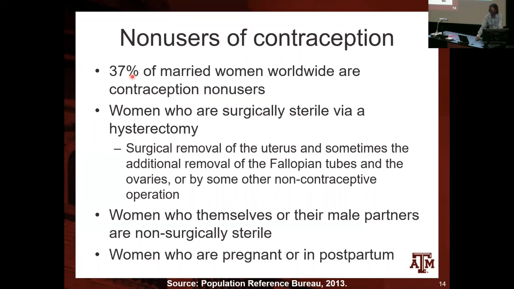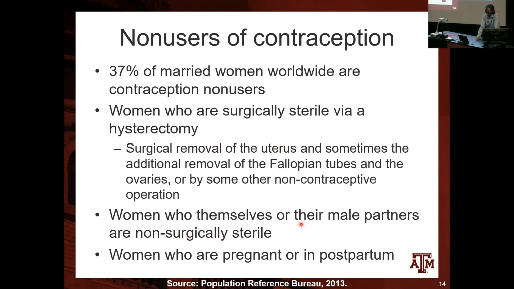Some of these 37% are women who are surgically sterile via hysterectomy. So what is hysterectomy? Surgical removal of the uterus and sometimes the additional removal of the fallopian tubes and the ovaries, or some other non-contraceptive operation. So these women, of course, are not using any kind of contraception because they are not likely to have children after the surgery.